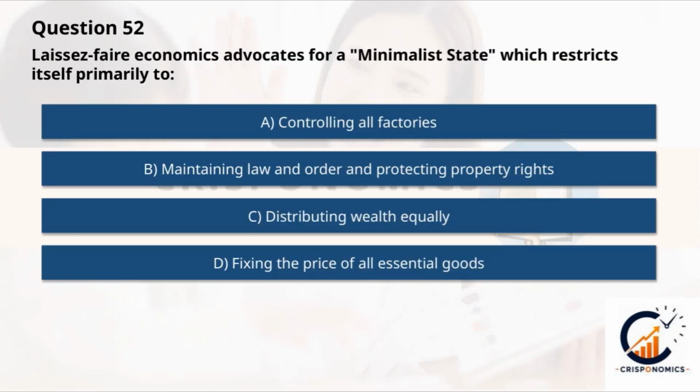Laissez-faire economics supports a minimalist state, one that steps back and limits its role. It focuses mainly on maintaining law and order and protecting property rights. It doesn't control factories or fix prices for essential goods, nor does it aim to distribute wealth equally. Instead, it trusts markets to operate freely, with the state acting as a referee rather than a player. This approach believes less intervention leads to more efficient outcomes.